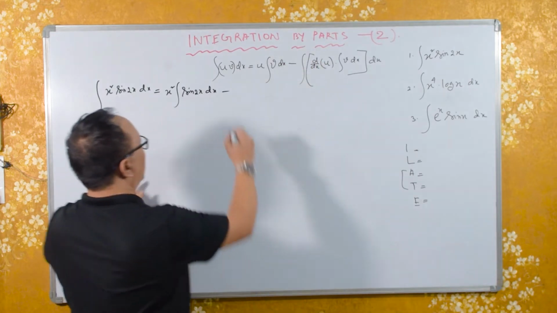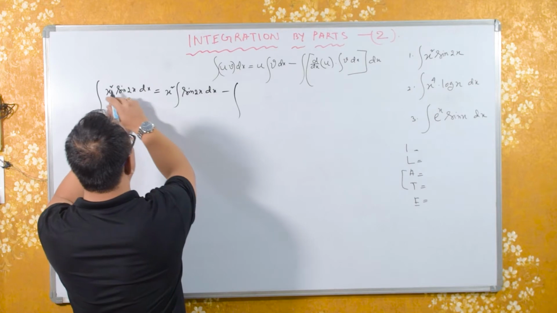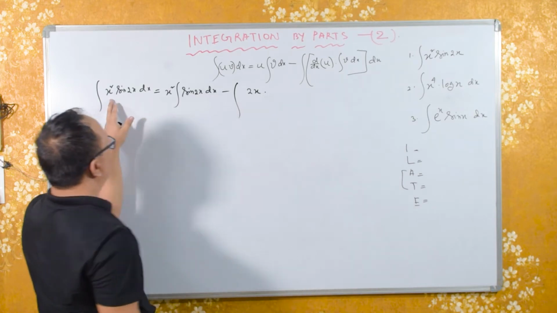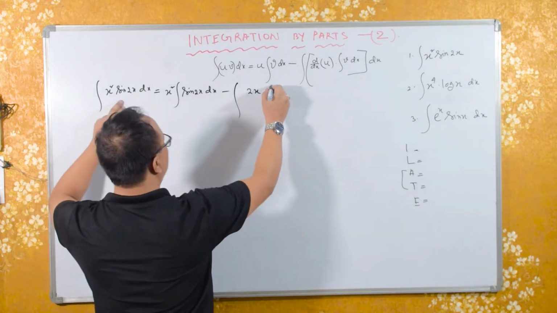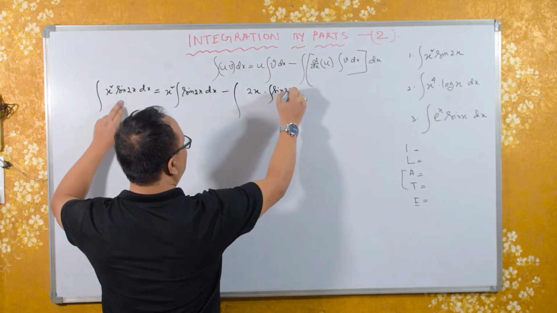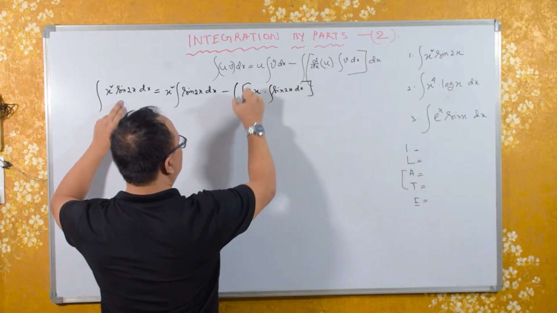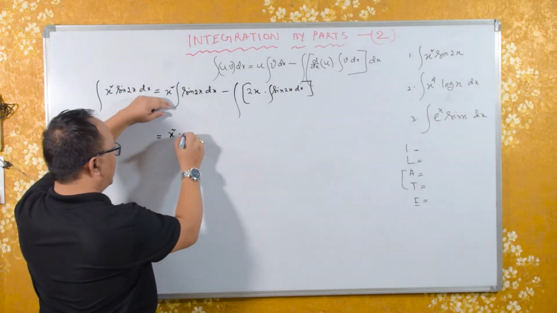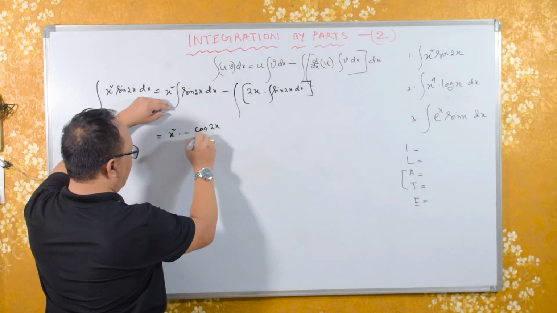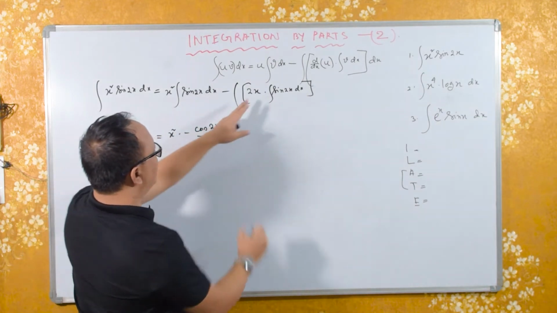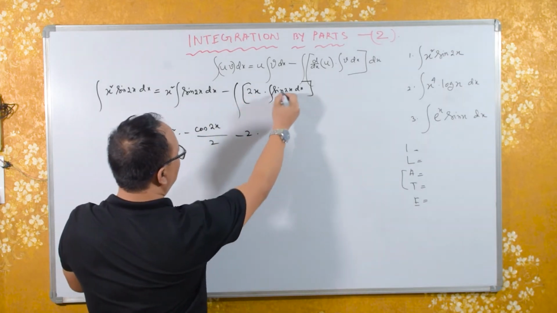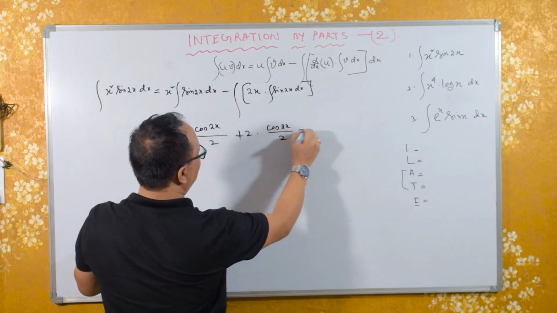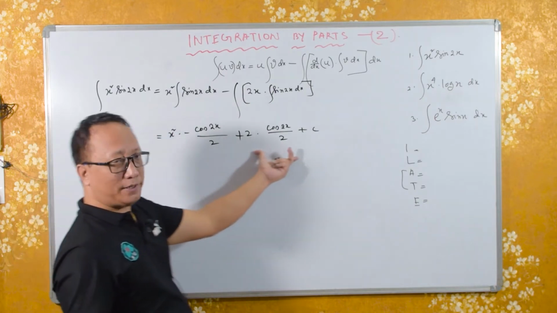integral d by dx of u. d by dx of u means what? d by dx of x square, that is twice x, into now the integral of, let's write once, sine of twice x dx. Okay, now the integration of sine twice x is what? Minus cos of twice x upon 2. This 2 I can send outside. 2, integration of this is minus, plus cos of 2x upon 2, plus c. Okay, this is the required answer.